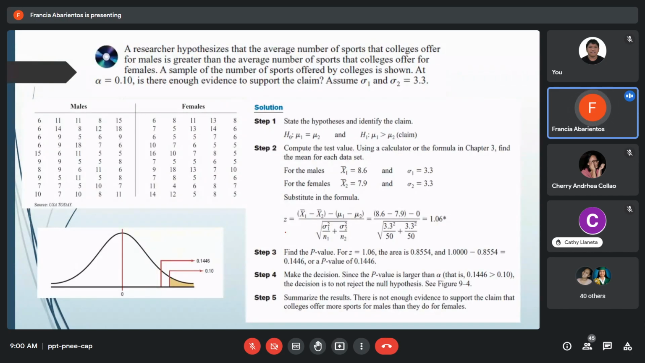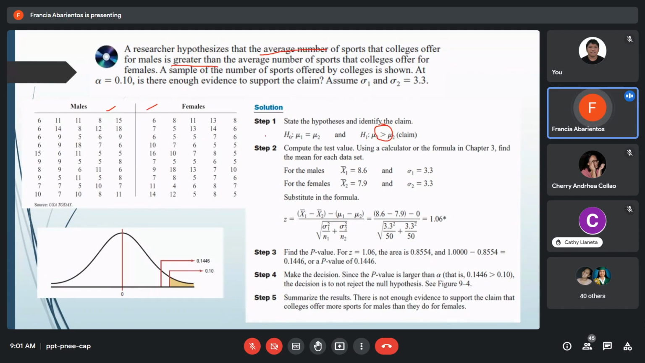So, the data is given to us. We have the males and females. The average number of sports that colleges offer for males is greater than, take note, this is stated in the problem, greater than. So this is now the claim. If the question only asks whether there is a significant difference, that is always equal to. But here in the problem, it was stated that it is greater than the average number of sports that colleges offer for females.